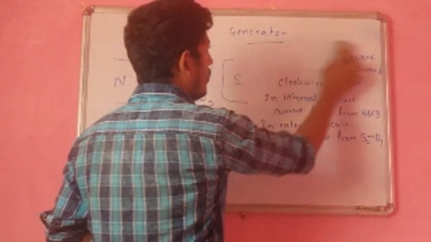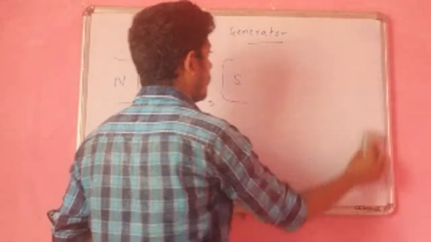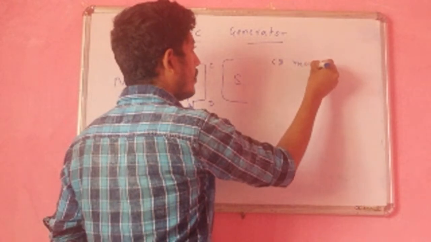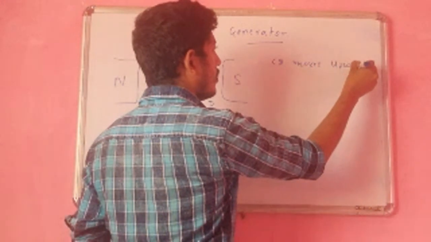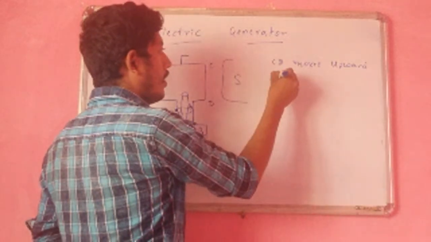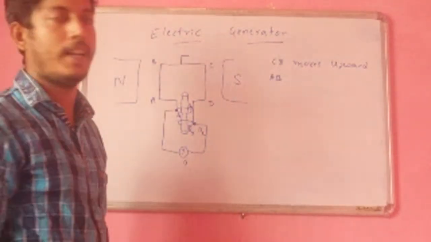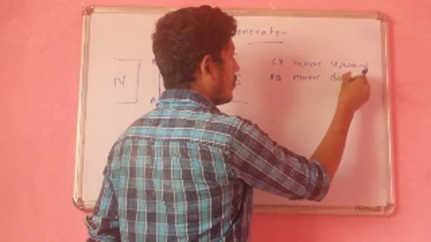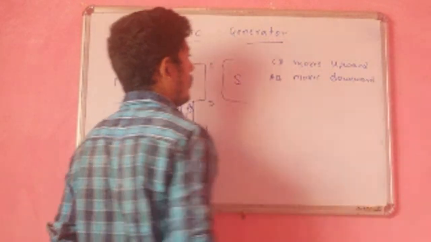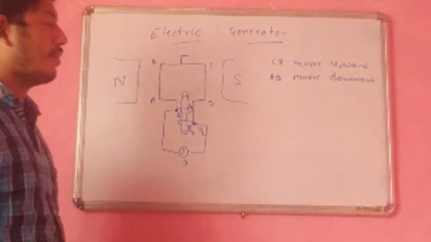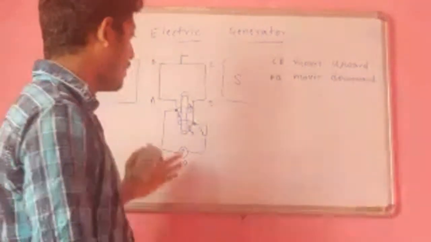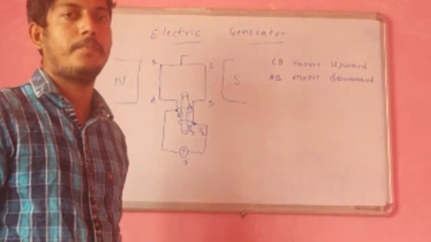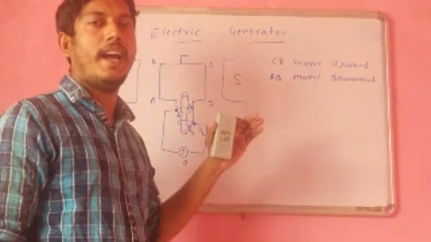So therefore, in the second case, CD moves upward and AB moves downward. Then again, electricity is generated and that is detected with the help of the galvanometer, and now we have to see in which direction the electricity is moving in the internal circuit and external circuit.